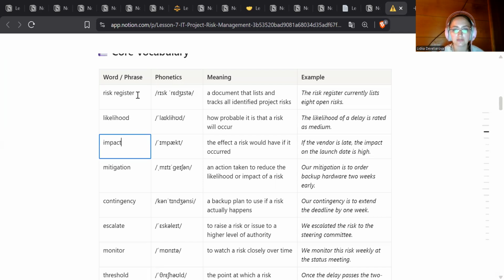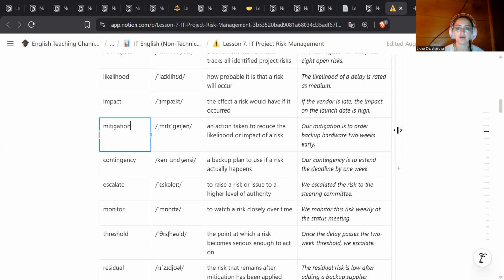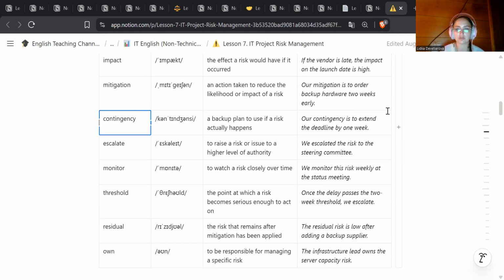Impact: the effect a risk would have if it occurred. If the vendor is late, the impact on the launch date is high. Mitigation: an action taken to reduce the likelihood or impact of a risk. Our mitigation is to order backup hardware 2 weeks early. Contingency: a backup plan to use if a risk actually happens. Our contingency is to extend the deadline by 1 week.